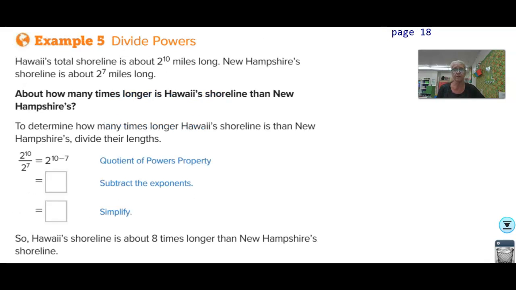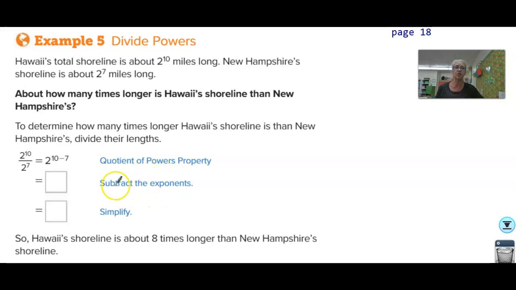Example 5. Now they're going to throw in some word problem-y things. Hawaii's total shoreline is about 2 to the 10th miles long. New Hampshire's shoreline is about 2 to the 7th miles long. How many times longer is Hawaii's shoreline than New Hampshire's?